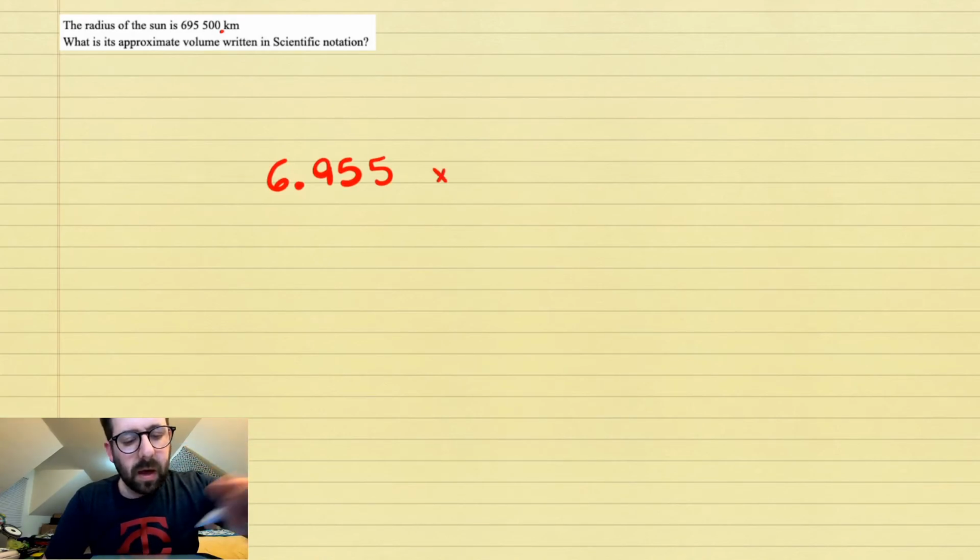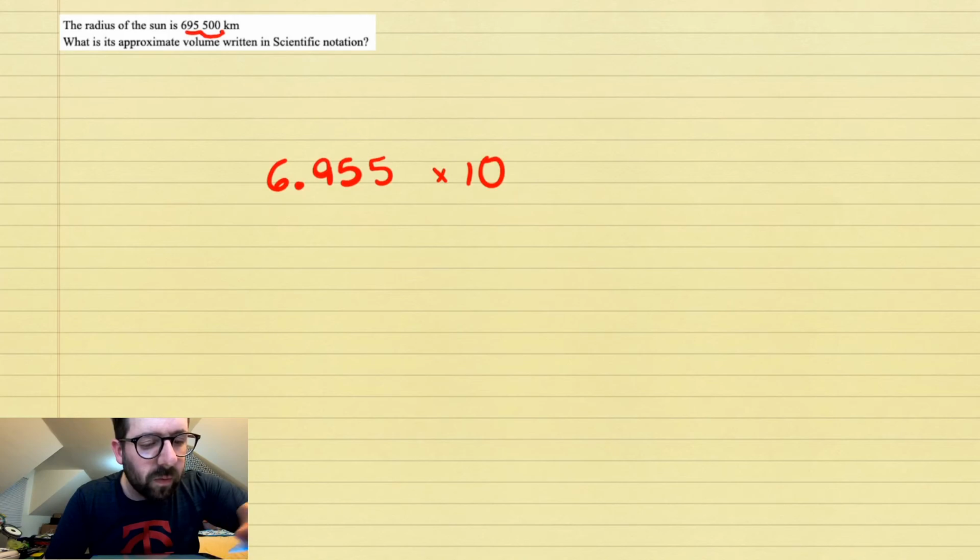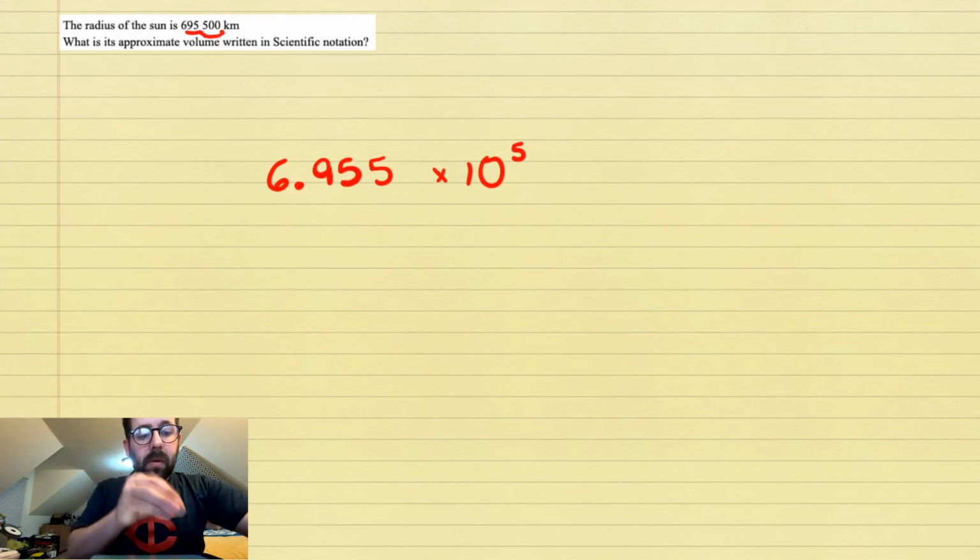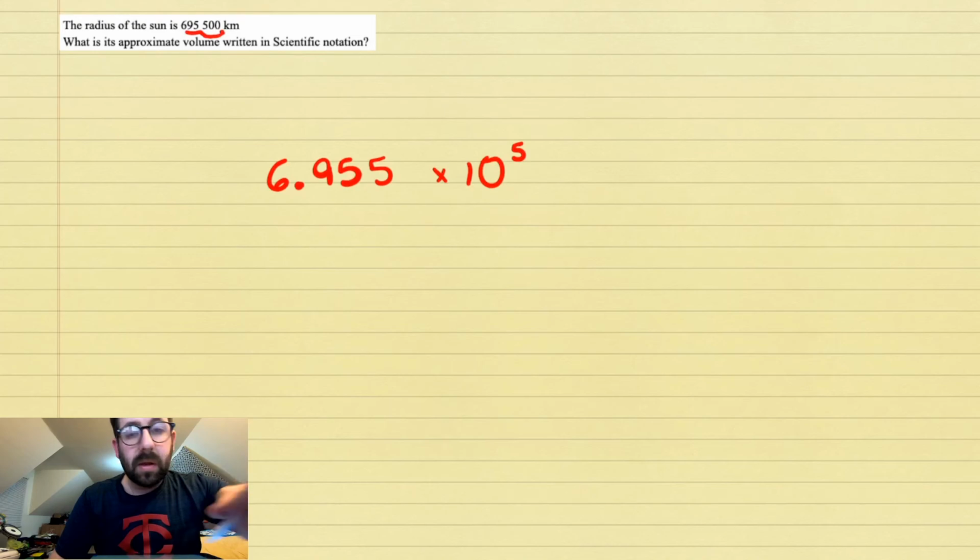If there's any zeros in the back, you can get rid of them. You technically don't need them. Times 10. But we still count how many spots I moved it. I moved it 1, 2, 3, 4, 5. I moved it 5 spots. So I'm going to put a positive 5. A reason why it was a positive 5 is that my original number was bigger than 1, so it told me which way I was moving the decimal. So there it is, 6.955 times 10 to the 5th. And that would be the original number.